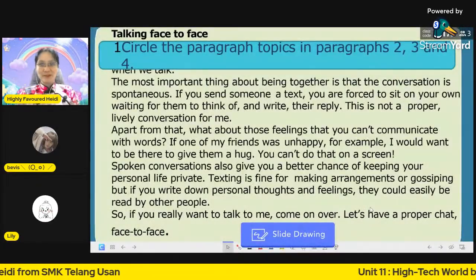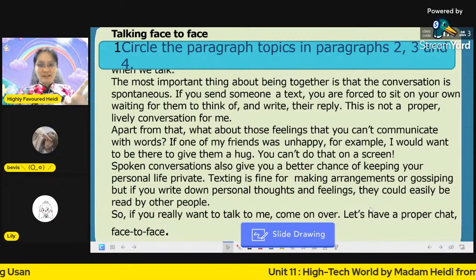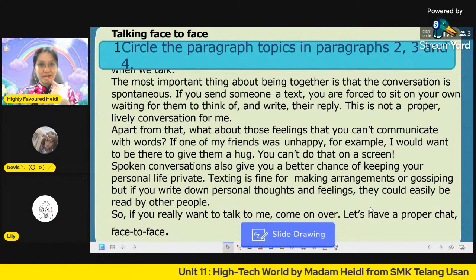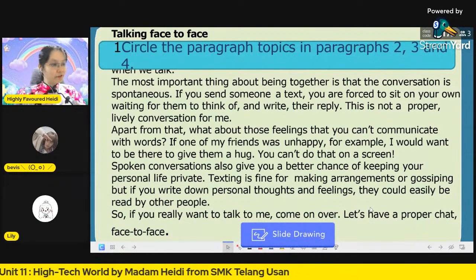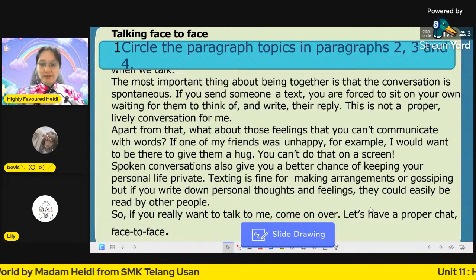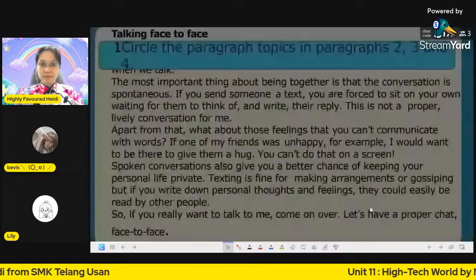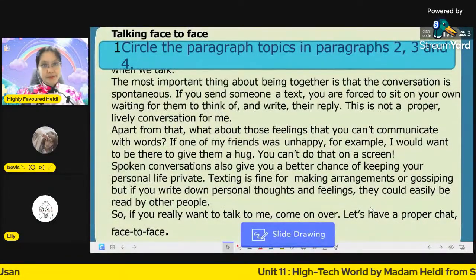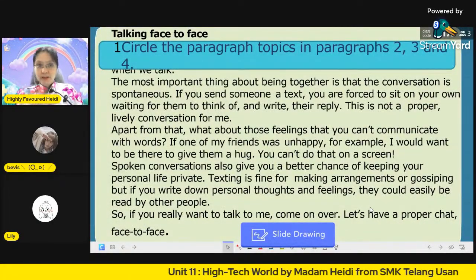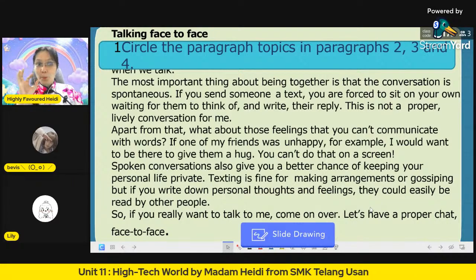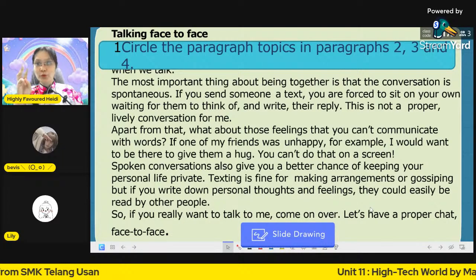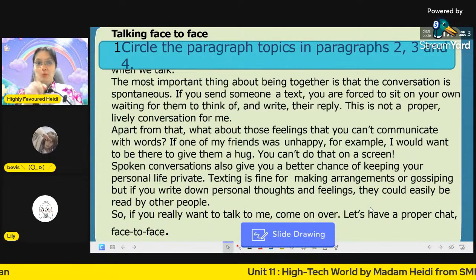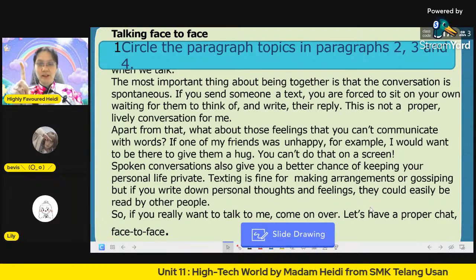Now this is what you need to do. Why did I cover the first one? Now the first part is talking face to face, the one that I've covered. Why is it covered? I didn't put animation. Never mind. What you need to do is circle the paragraph topics. You need to circle the paragraph topic in paragraphs 2, 3, and 4. The one that is being covered is the first, the introduction.